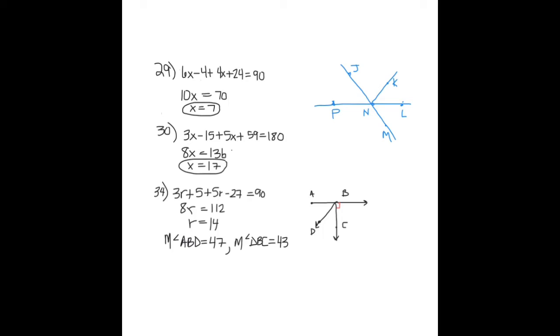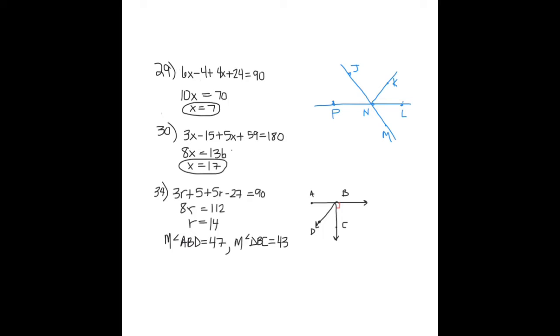Number 34, sorry. Number 34 was a word problem. It said rays AB and BC are perpendicular. So I drew ray AB, and then I drew ray BC, and I put a little right angle at the corner where they meet. I drew point D because it lies in the interior of angle ABC, and then I connected ray BD. The measure of angle ABD is 3r plus 5, and the measure of angle DBC is 5r minus 27.